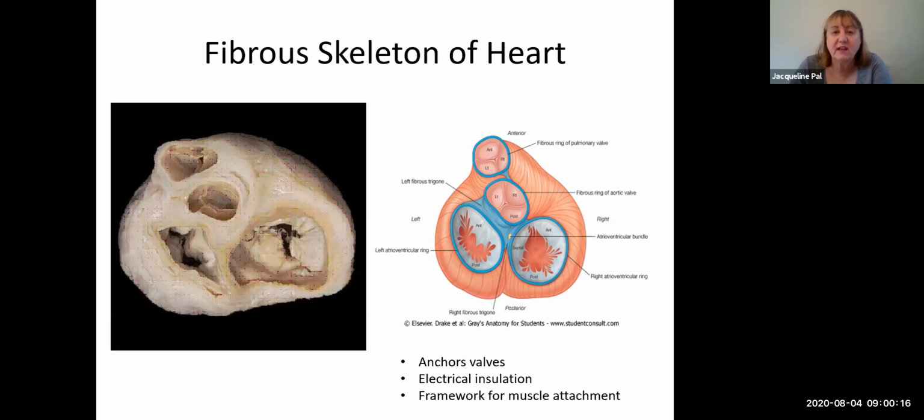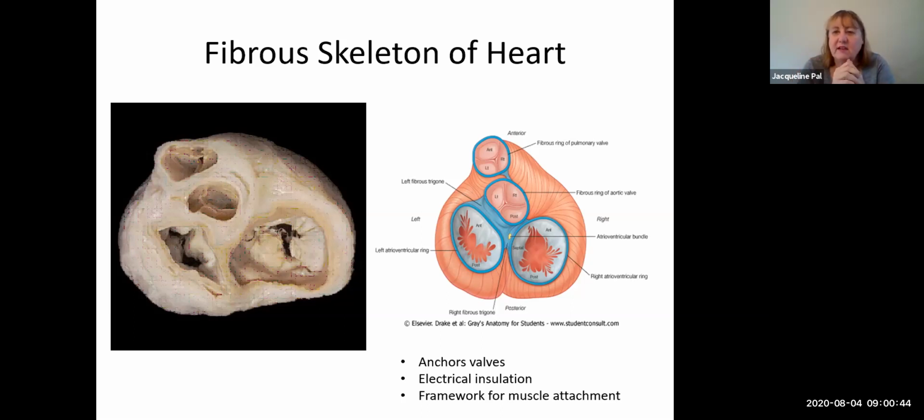The first thing, and although you can see it on the picture on the left, which is a photograph of a preserved heart, on the right in the drawing, it's probably easier to see. The fibrous skeleton is this dark blue substance. And as you can see, it anchors each one of the valves. So when the valves contract, they're not pulling and distorting heart muscle and vice versa.